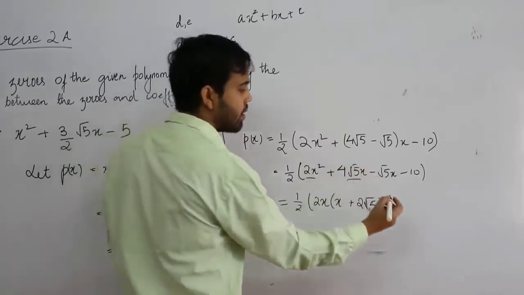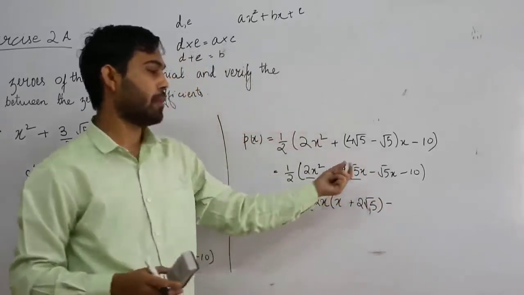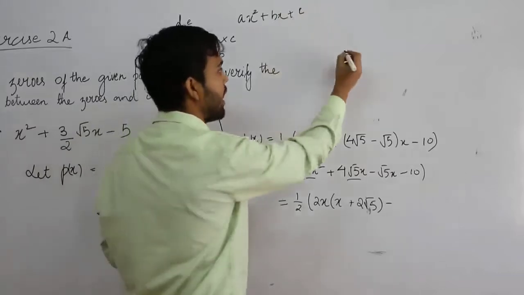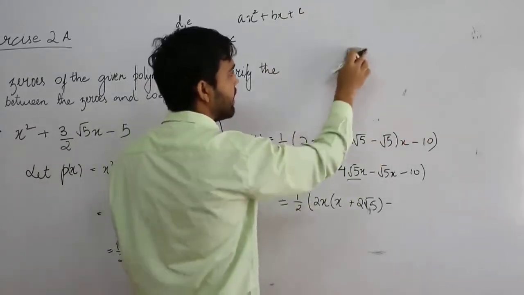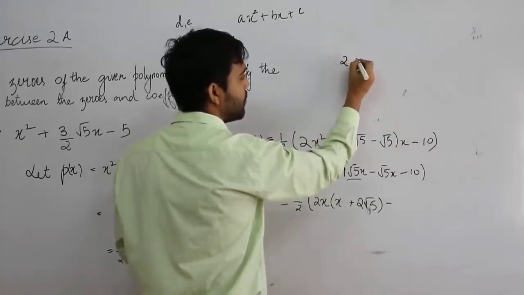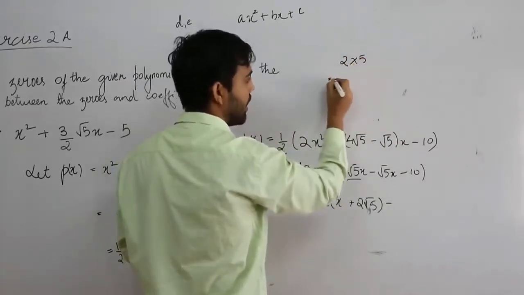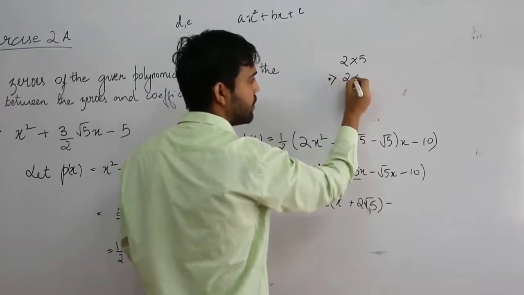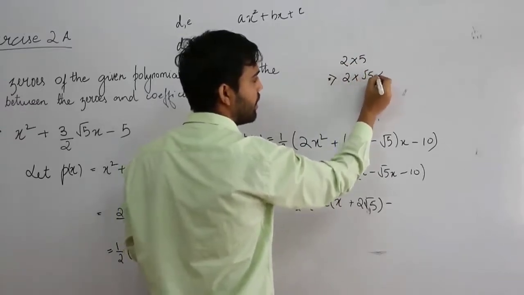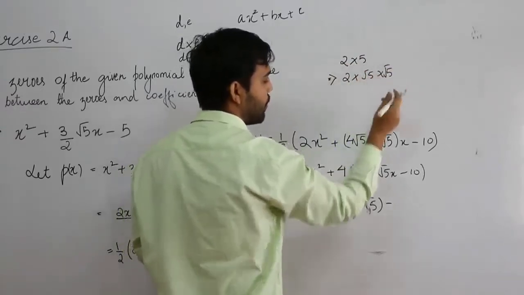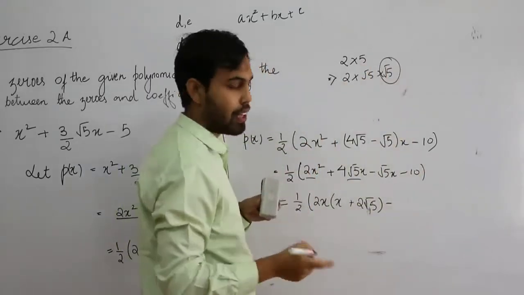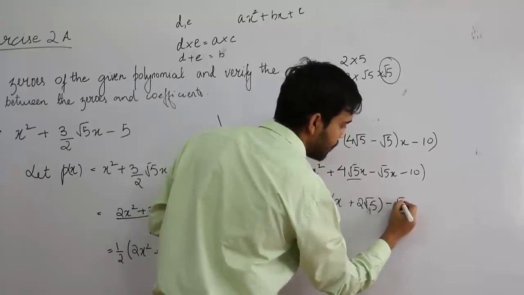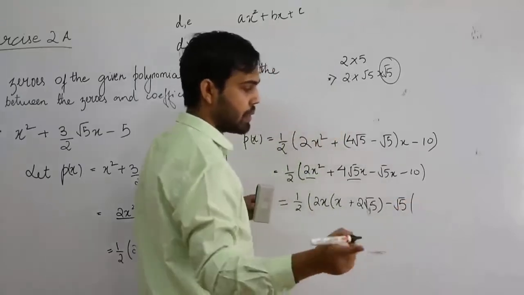Again I will take a common term in here. Now what is common in here? We get confused in here. I have root 5 in the first term and I have 10. Now 10 can be written as 2 into 5, or I can write this as 2 into root 5 into root 5. So if you look at the first term and the second term, I have a common term which is root 5. So I will take common root 5. What is left again?